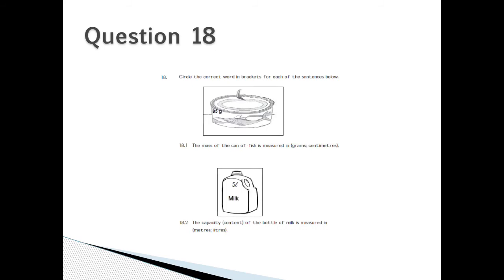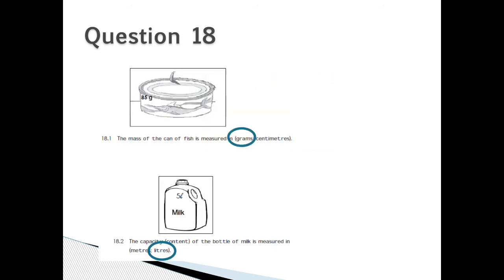Circle the correct word in brackets for each of the sentences below. The mass of the can of fish is measured in grams or centimeters. The capacity of the bottle of milk is measured in meters or liters. The can is measured in grams, and the capacity of the milk is liters.